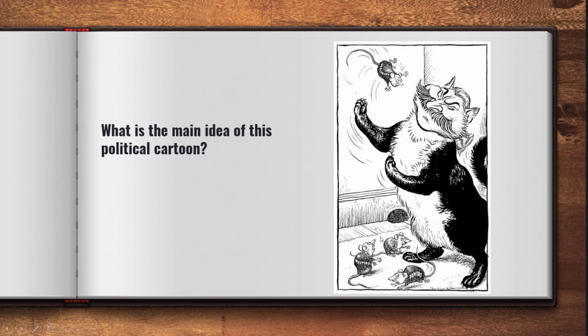So we have the Western powers down here. We have the Berliners here. He's tossing them in the air. I'm going to let you decide what is the main idea of this political cartoon. Put that in your notes.